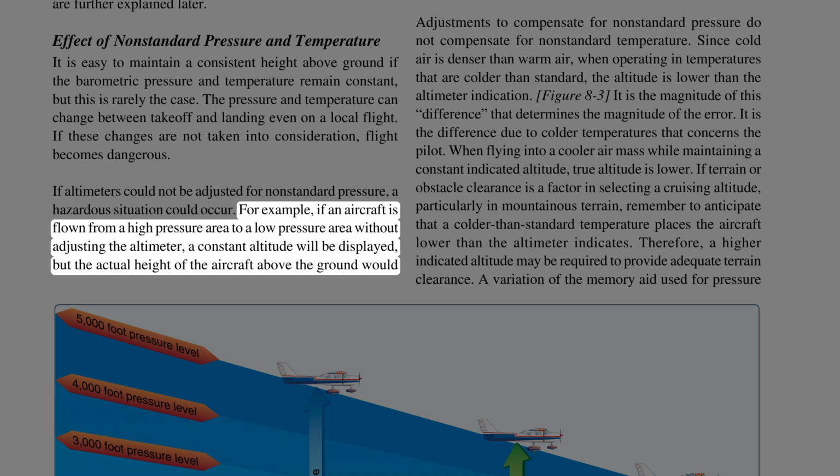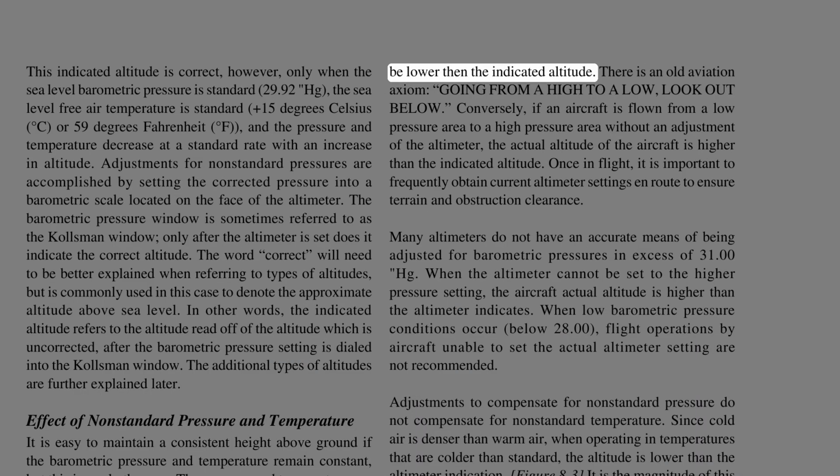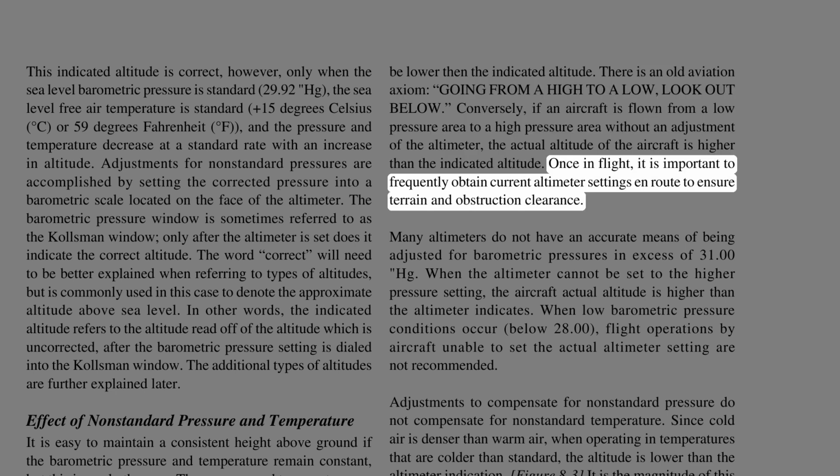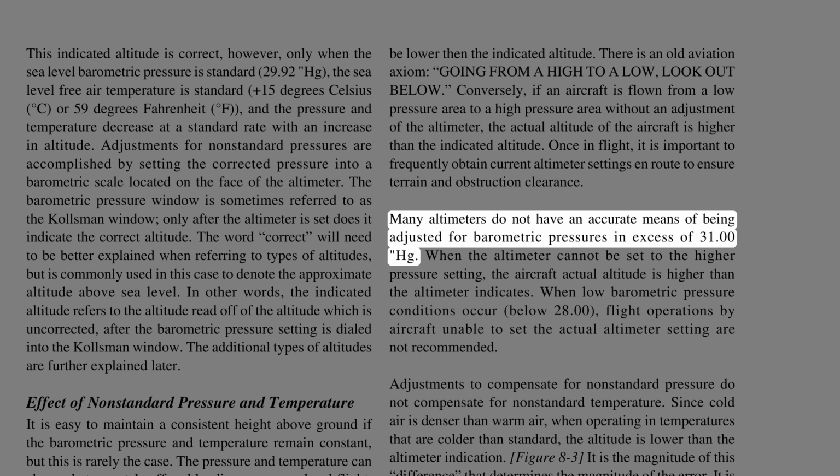For example, if an aircraft is flown from a high-pressure area to a low-pressure area without adjusting the altimeter, a constant altitude will be displayed, but the actual height of the aircraft above the ground would be lower than the indicated altitude. There is an old aviation axiom: going from a high to a low, look out below. Conversely, if an aircraft is flown from a low-pressure area to a high-pressure area without an adjustment of the altimeter, the actual altitude of the aircraft is higher than the indicated altitude. Once in flight, it is important to frequently obtain current altimeter settings en route to ensure terrain and obstruction clearance. Many altimeters do not have an accurate means of being adjusted for barometric pressures in excess of 31.00 inches Hg.